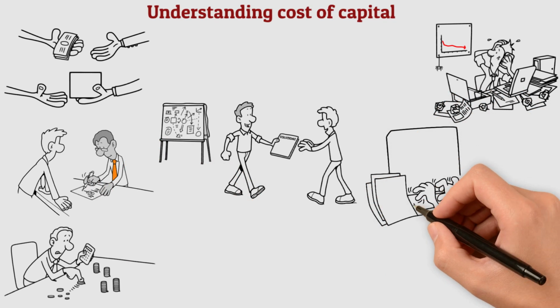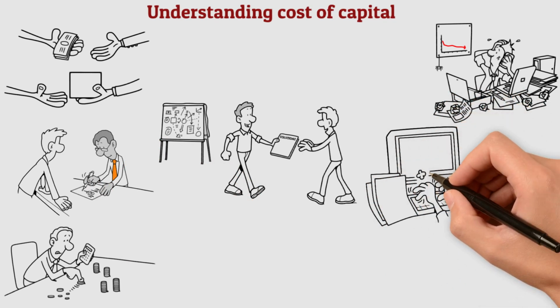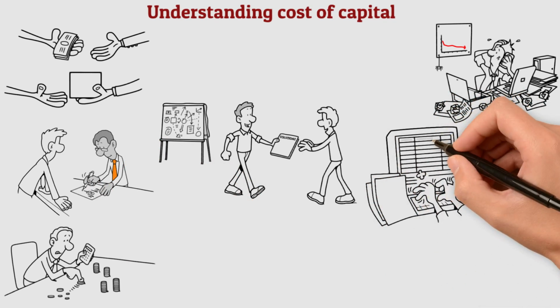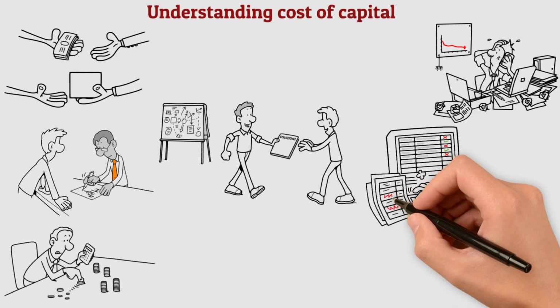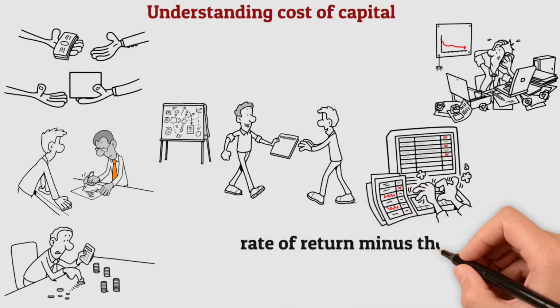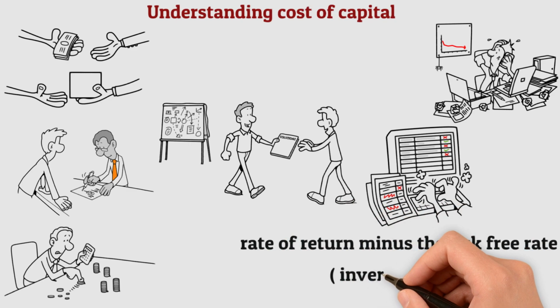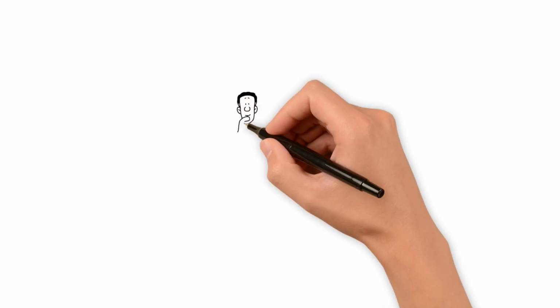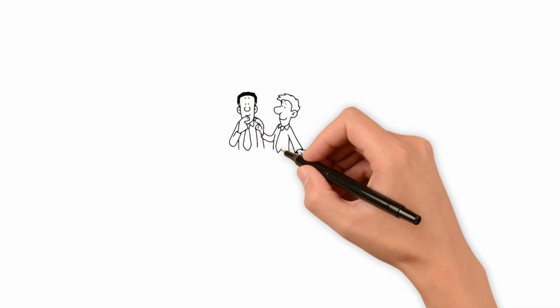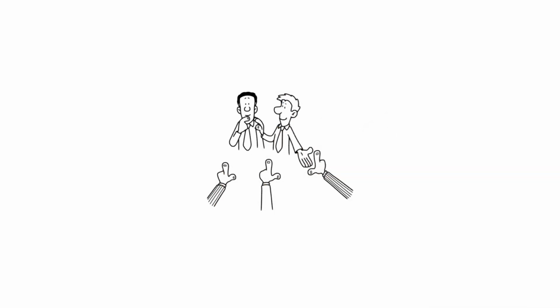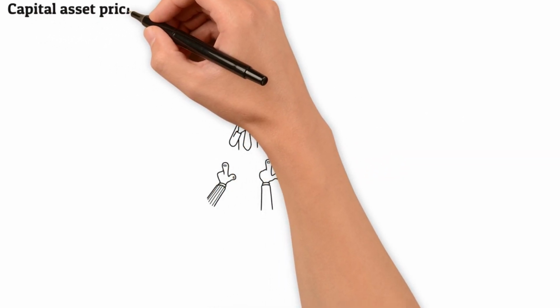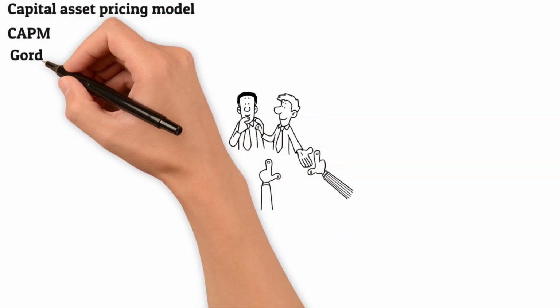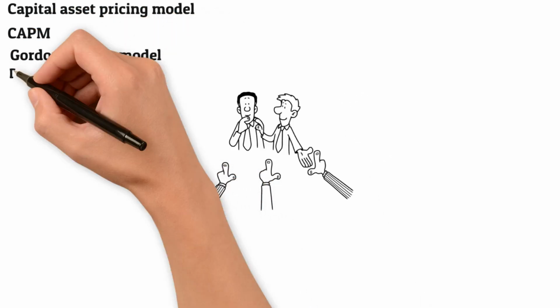The cost of capital will also depend on whether or not there is risk associated with your investments. It can be calculated as the rate of return minus the risk-free rate, the inverse yield. There are 3 different methods that businesses use to calculate their cost of capital. They can use the Capital Asset Pricing Model, CAPM, the Gordon Growth Model, and the risk-free rate method.